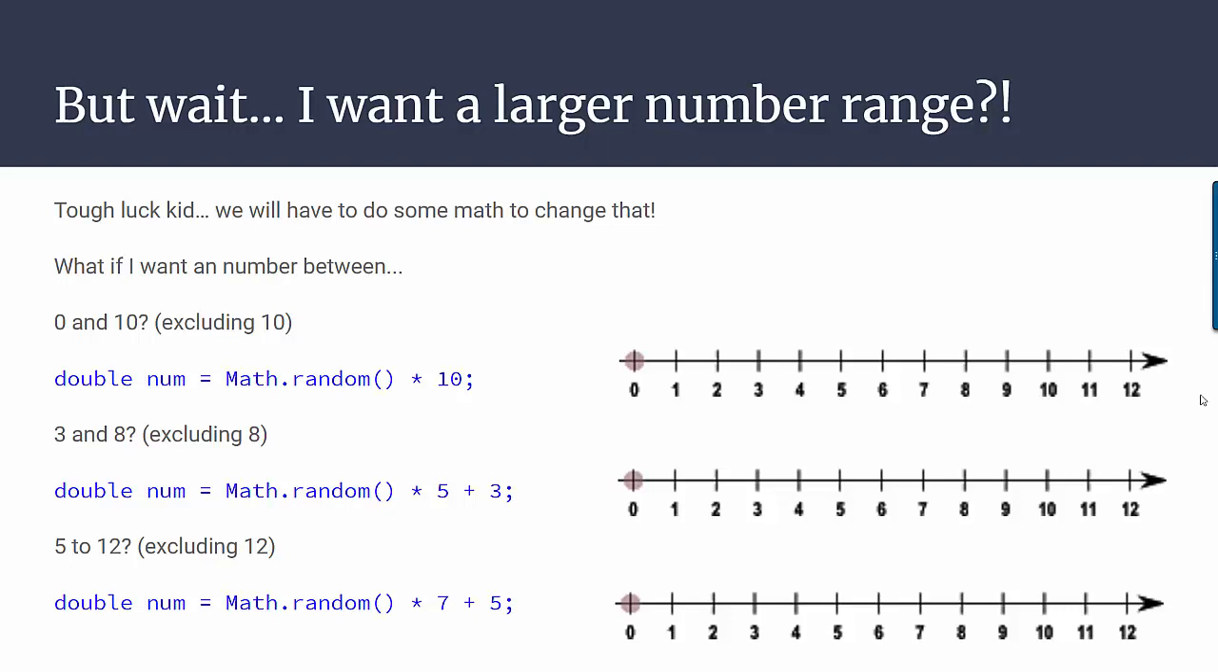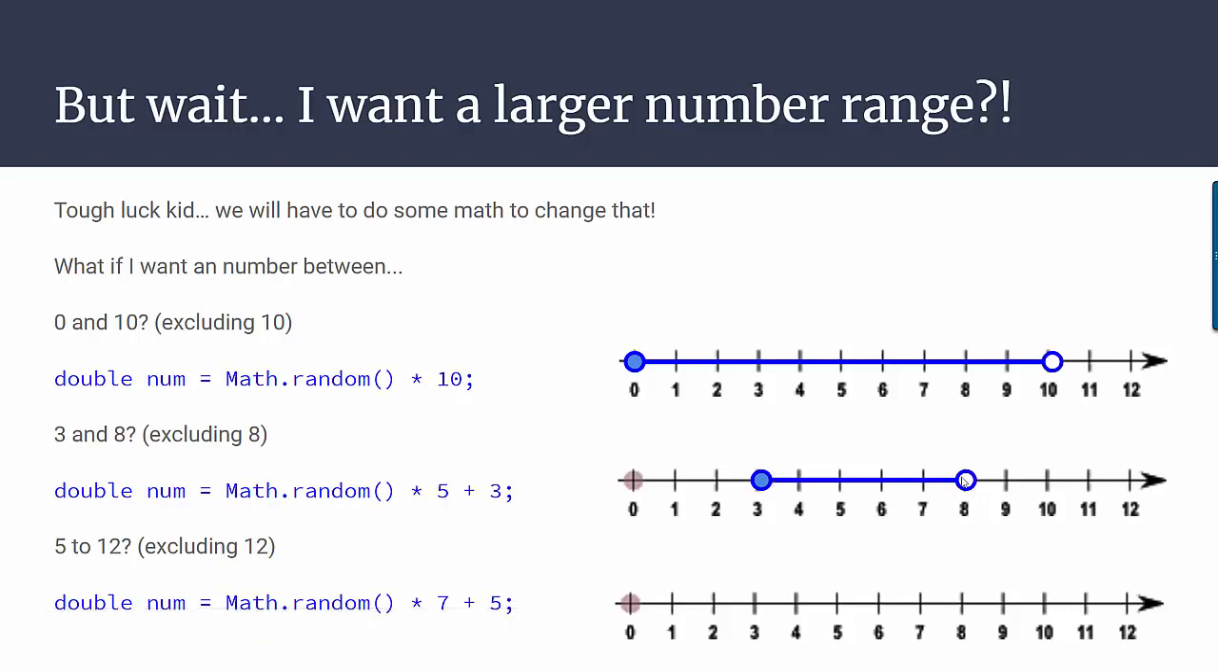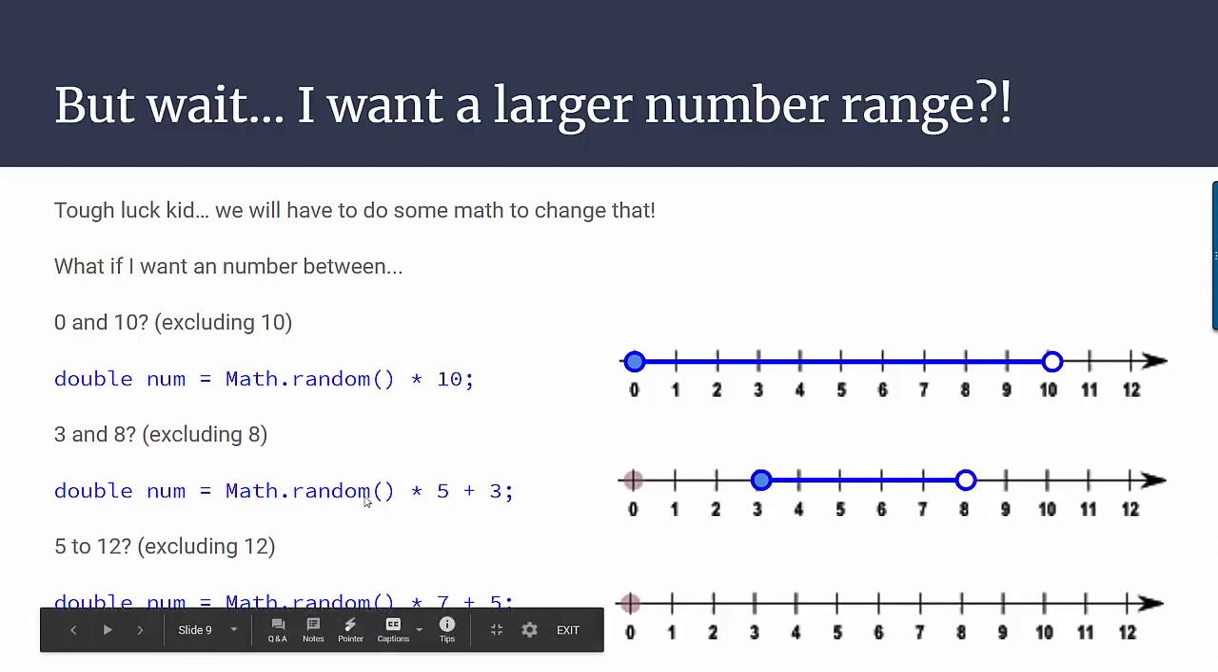It may make more sense to imagine this on a number line. So here, we took the interval from 0 to 1 and stretched it to be from 0 to 10, and that's what this code will return, a number somewhere in here. In this example, we stretched our interval to be a length of 5, and you can see that this line is 5 numbers long, but then the plus 3 shifts it right by 3. So we went 1, 2, 3, and now this expression will give us a random number somewhere in this range between 3 and 8.